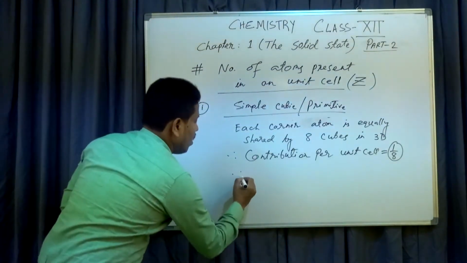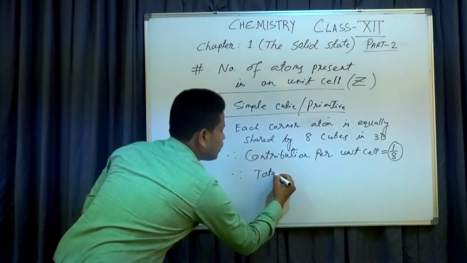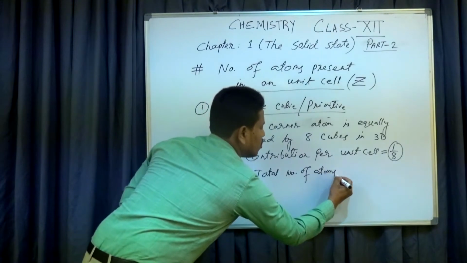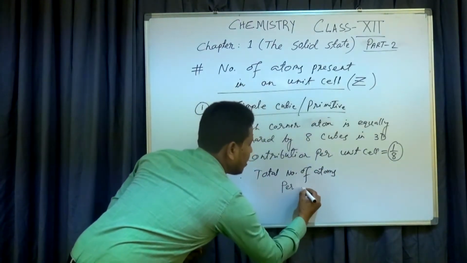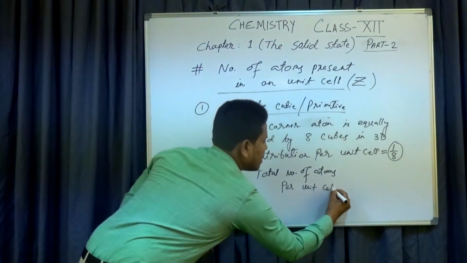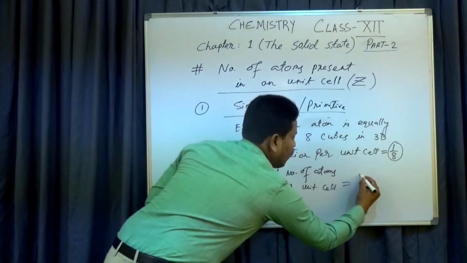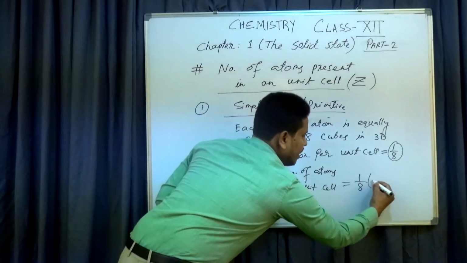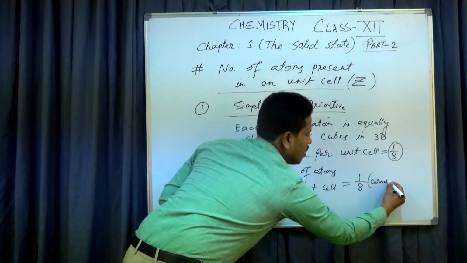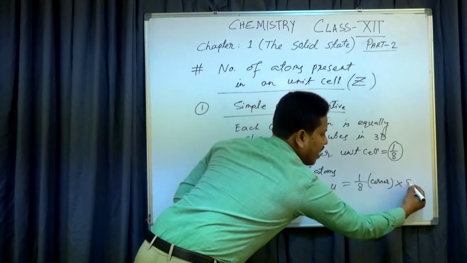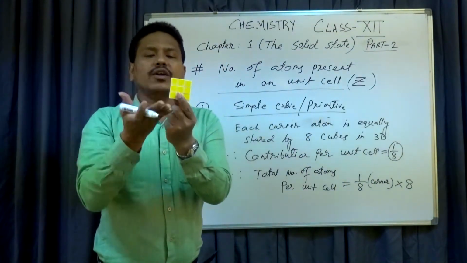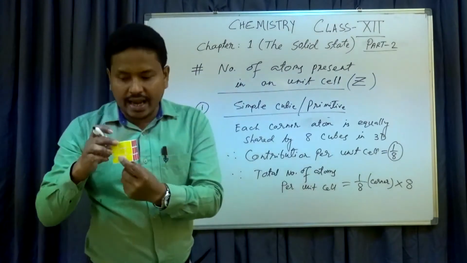Therefore, total number of atoms per unit cell, write down carefully, is equal to one corner atom means 1 by 8 contribution, means each corner, into how many corners? There are 8 corners. In a cube, how many corners? 8 corners. 4 corners top, 4 corners bottom. That is total 8 corners.